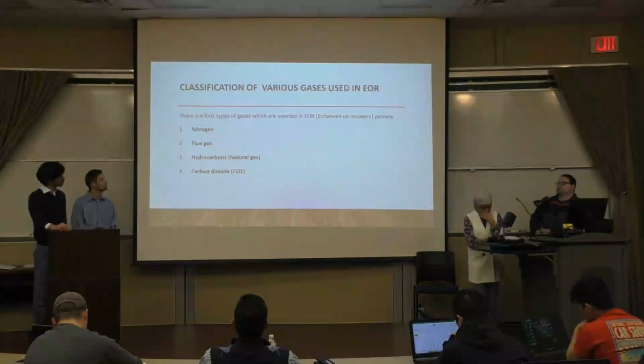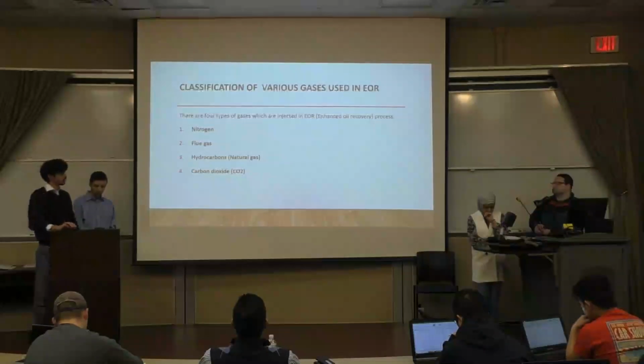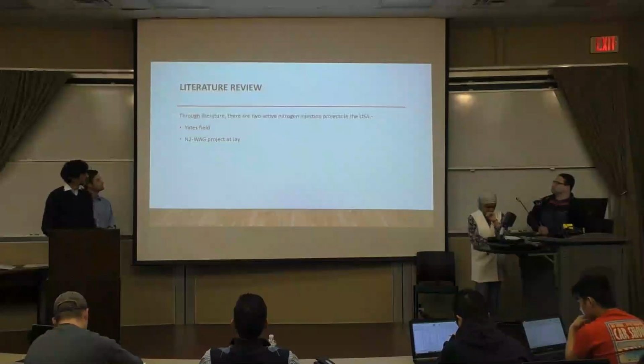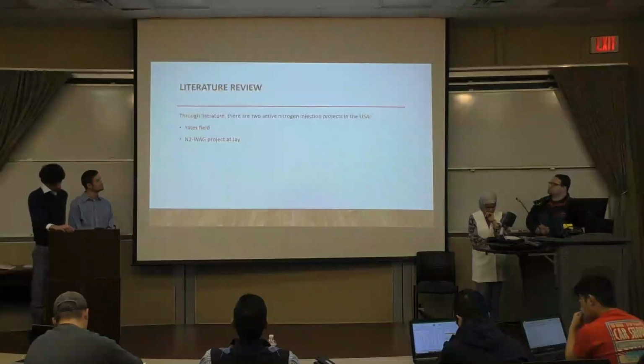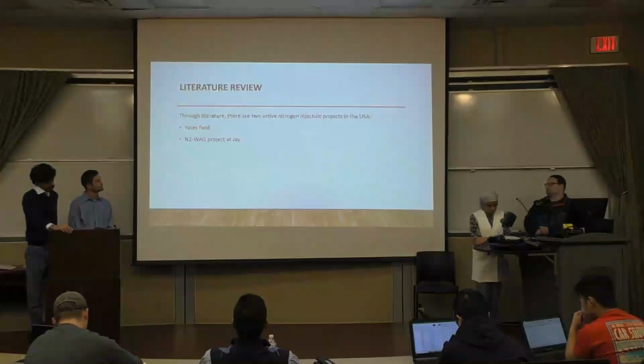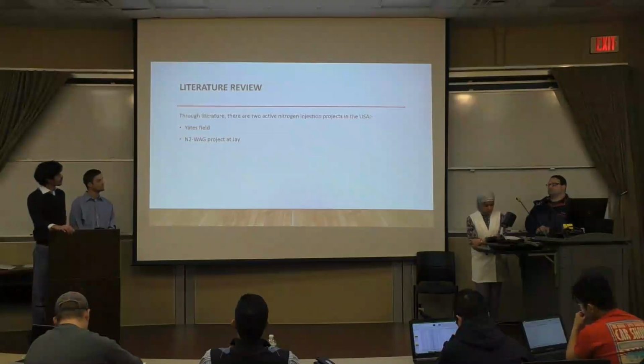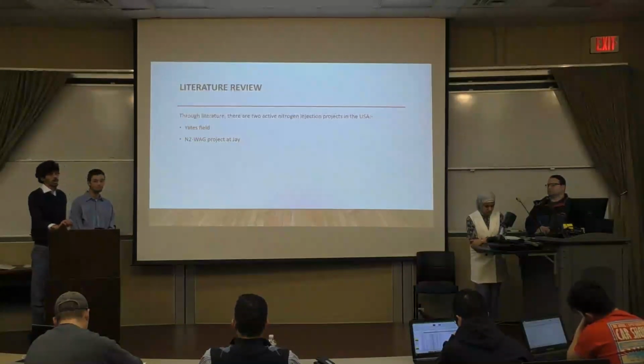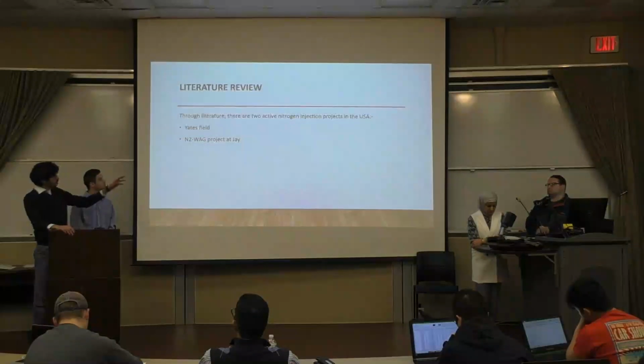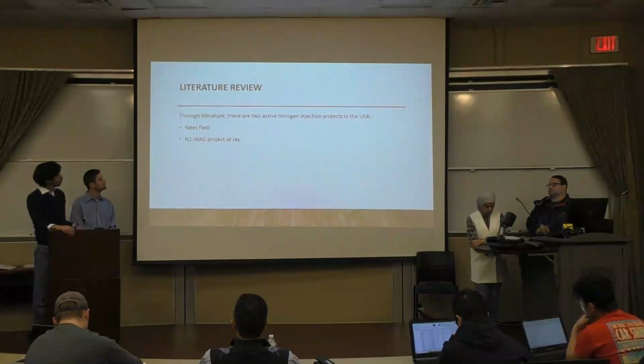Nitrogen injection techniques was used in 1988 by horizontal well drilling. Through different literature and analysis, there are 2 active nitrogen injection projects in the United States. One of them is located in West Texas, which is the Yates field, and the other one is located in Florida and Alabama, which is the J. They use the WAG and the nitrogen.